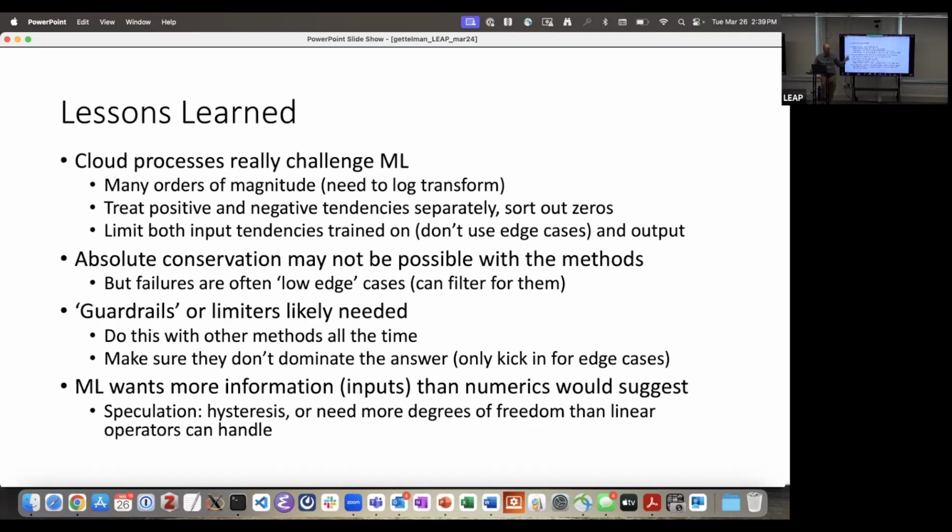We basically just clip the zeros and then assemble all the tendencies in the microphysics, and it all comes out in the wash. So we do this with other methods all the time. We just make sure they don't dominate the answer. And then again, it wants more information than some of the numerics would suggest. I think in this case, the original versions actually wanted to know the altitude or the pressure. That actually helped, even though pressure does not go into those equations, and it's not anywhere in the bin scheme. It likes to know where it is in the atmosphere. That actually helps it.